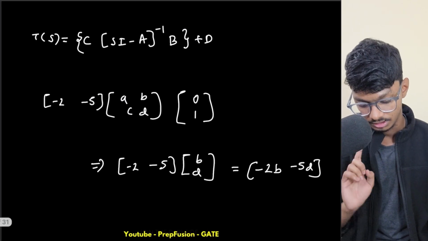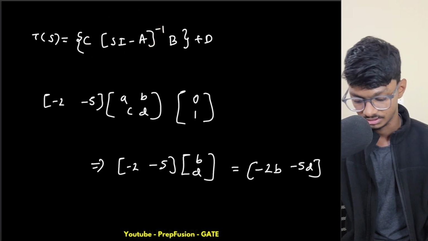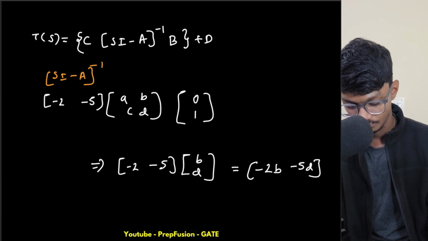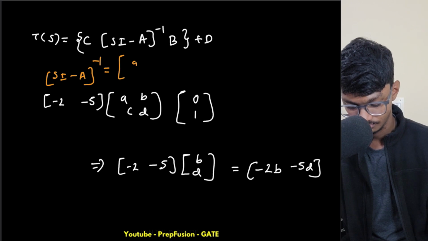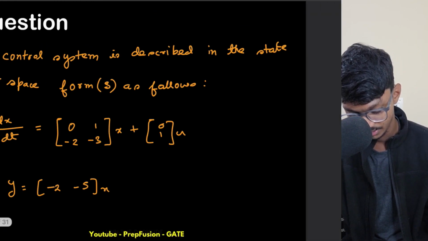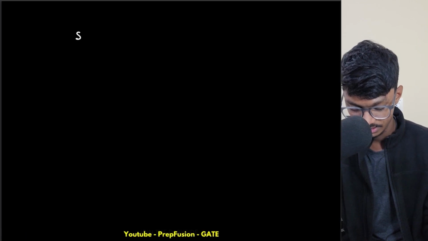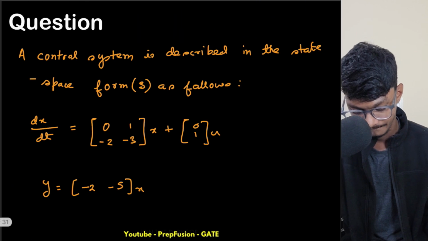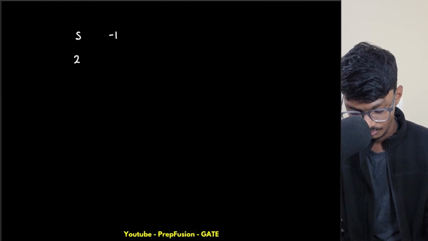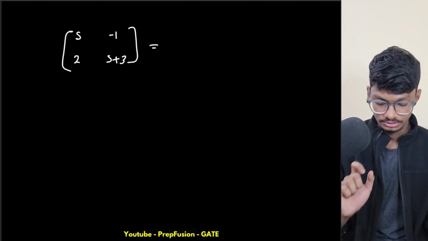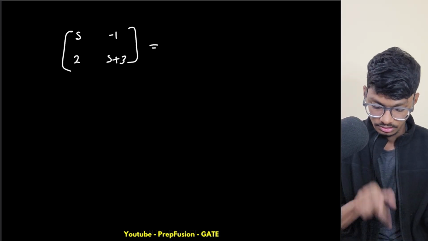Now let's calculate. We have to calculate this (SI minus A) inverse. So what is SI minus A inverse? This is S, then minus 1, then plus 2, and plus 3. So this is S minus 1 and 2, S plus 3.